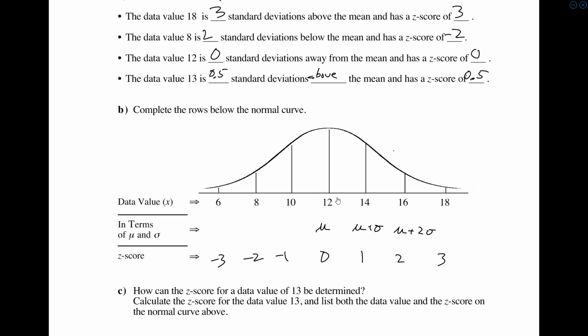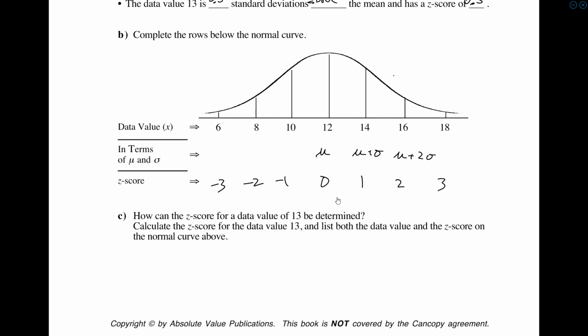So to figure out the Z-score of the data value 13, we think, okay, we're going mu plus however many sigmas. The Z-score is however many sigmas. So 0.5 sigmas, 12 plus 0.5 sigma.